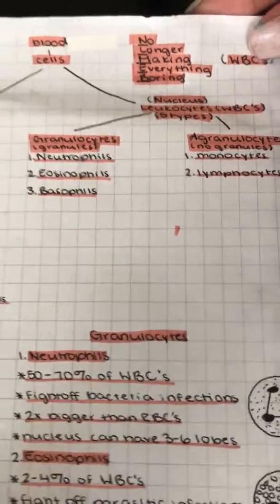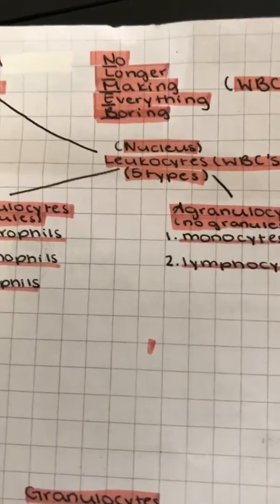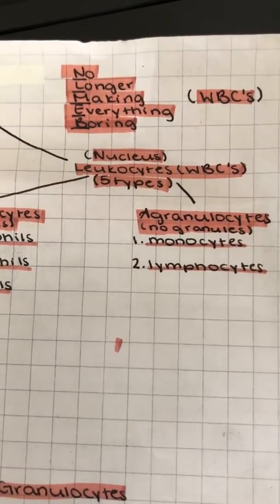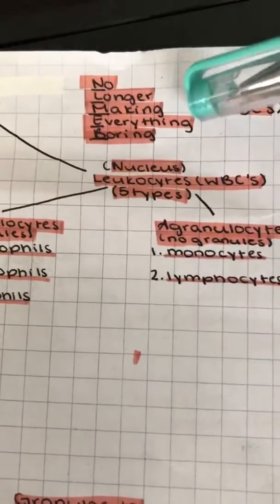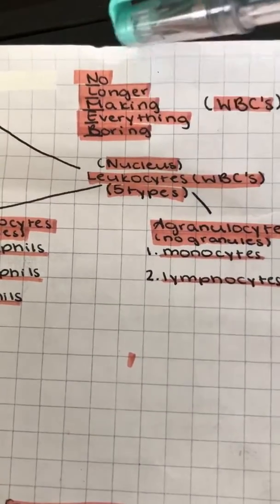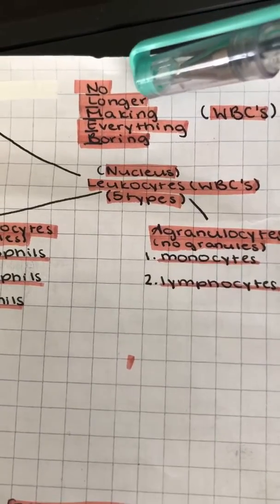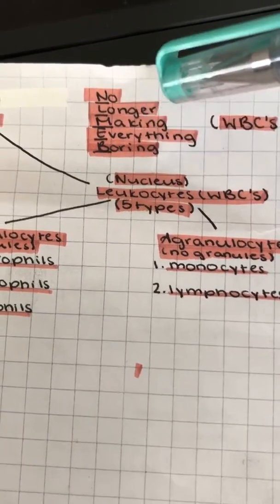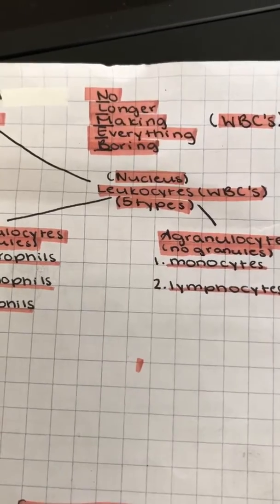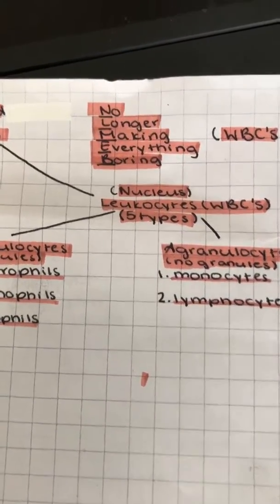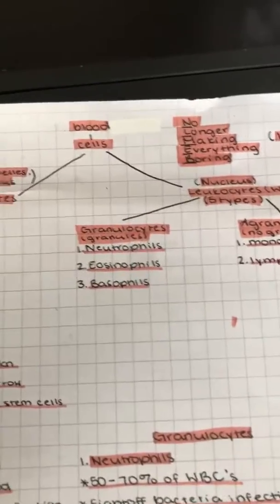All right, so before we get into all the different white blood cells, make sure you remember this acronym: Never Let Monkeys Eat Bananas. This goes from the most abundant white blood cell to the least abundant. Neutrophils are your most abundant, and then you have lymphocytes, monocytes, eosinophils, and then basophils. All right, so make sure you have that written down.